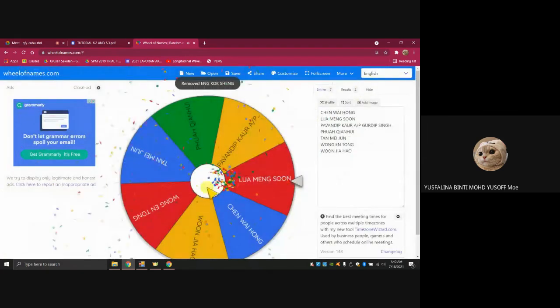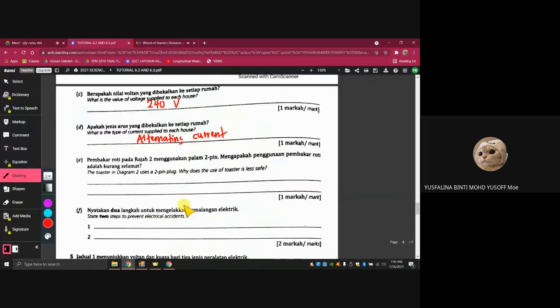Okay, Ng Kok Sheng. What is the answer for E? It says the toaster in diagram 2 uses a 2-pin plug. Why is the use of the toaster less safe? If you want to be safe, it's better to use the 3-pin plug. What is the difference between a 3-pin plug and a 2-pin plug? You can put a fuse inside either the 2-pin plug or the 3-pin plug, but the only difference between them is the earth wire. The 2-pin plug doesn't have an earth wire.